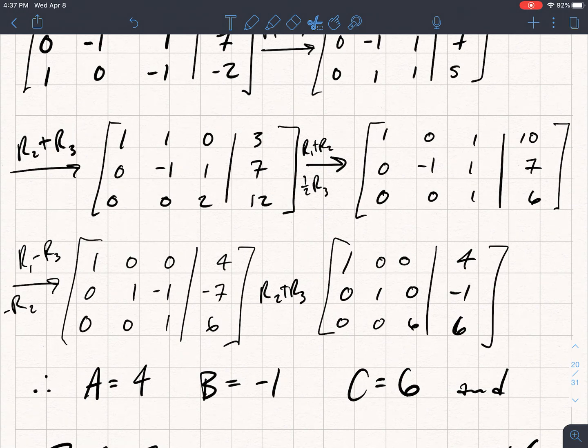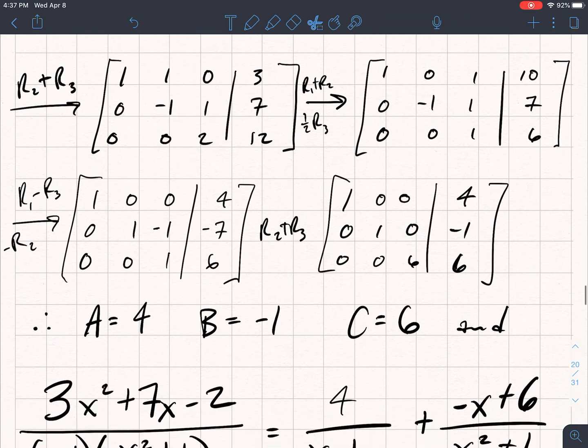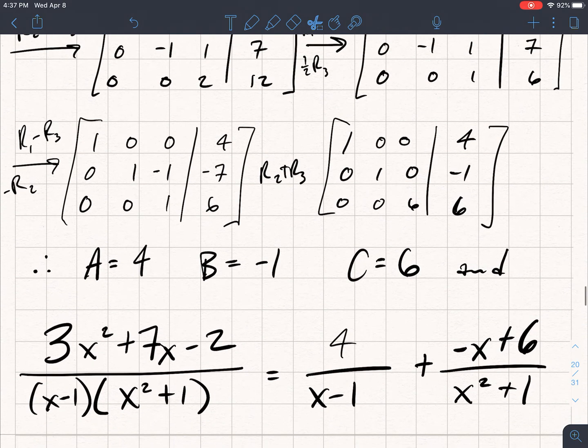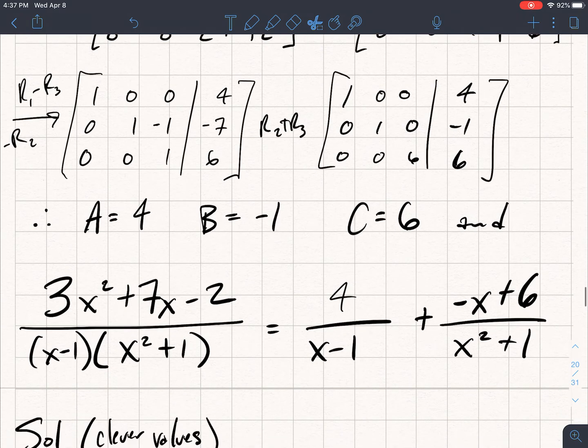Solving systems of equations is annoying. I know. Sorry. That's why the convenient values method is nice sometimes. Oh, so there's the answer with it all written out there.